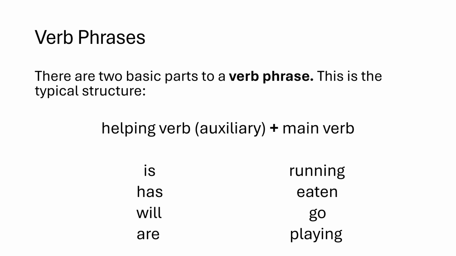There are 2 basic parts to a verb phrase. This is the typical structure. Helping verb, also known as auxiliary verb, plus main verb. Is running, has eaten, will go, are playing. The helping verb, which is an auxiliary verb, changes time or meaning in a sentence.